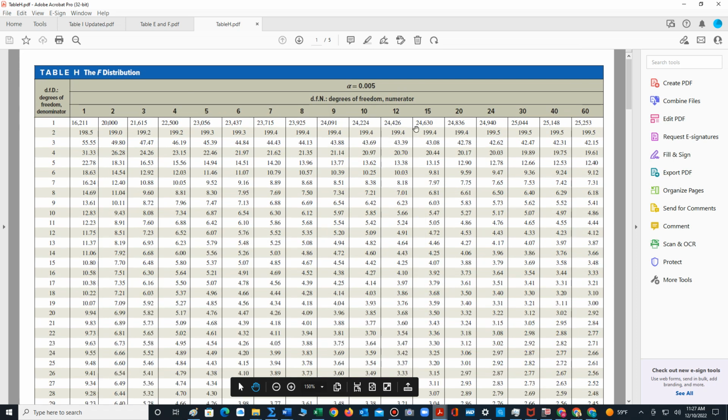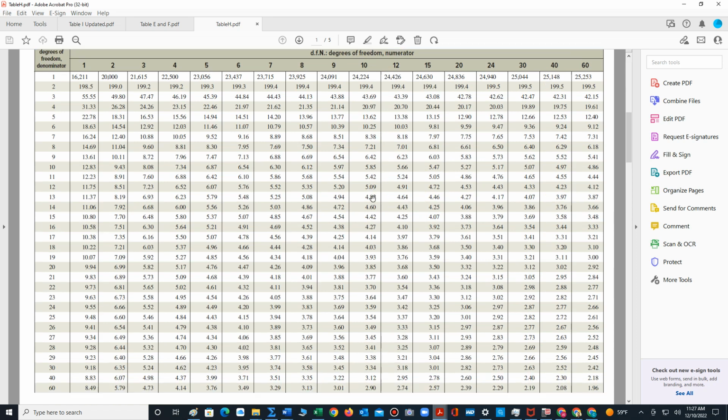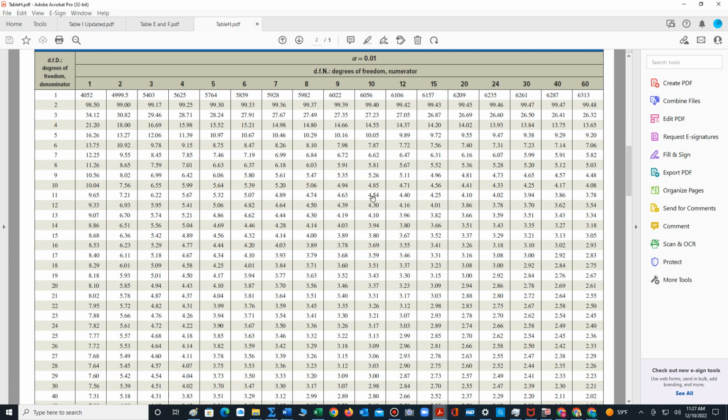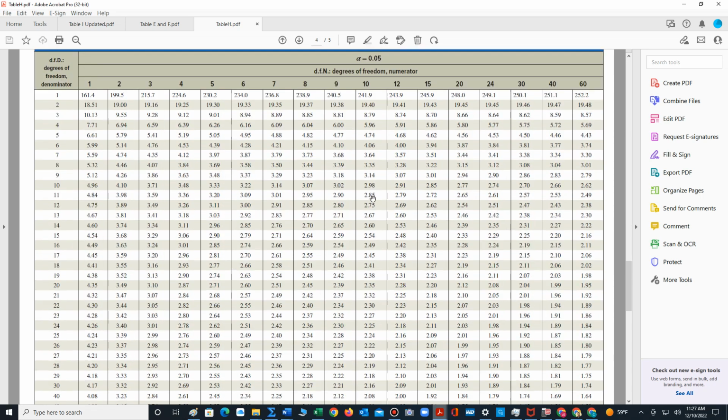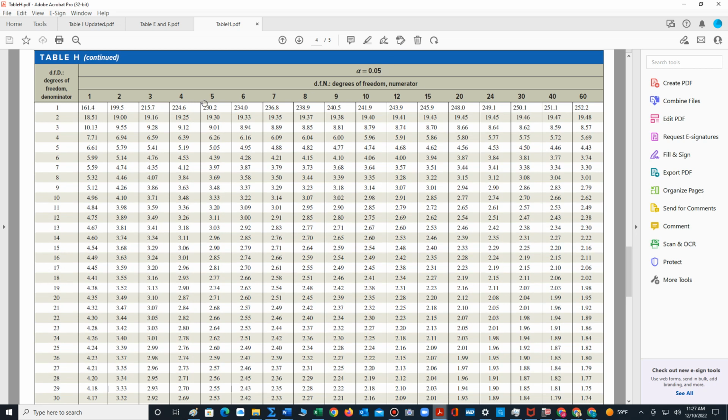To look for the value. Table H has several pages, with each page having a different alpha. So we have to locate 0.05. Let's see, here we are. This is 0.05. Degrees of freedom of the numerator is the upper row. That's 9. And degrees of freedom of the denominator is this first column, 6. So we can see at the intersection of 9 and 6, we get 4.10.